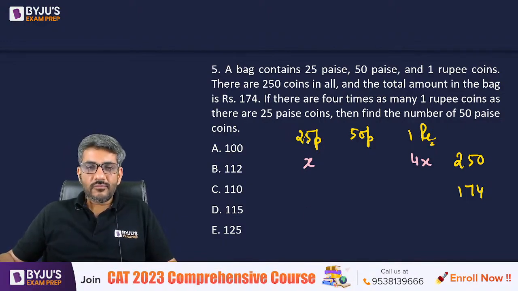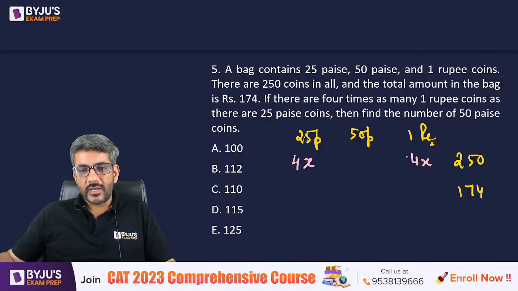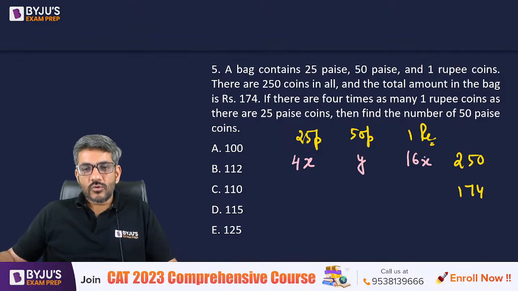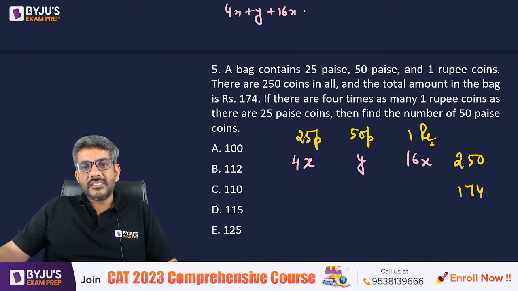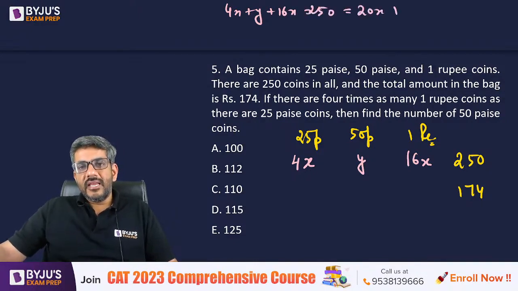Now, if X coins of 25 paisa are there, the value would be X by 4 because 4 coins of 25 paisa will make 1 rupee. So I would suggest that better assume this as 4x. So this would automatically become 4 times of that, that is 16x. And let us say the number of 50 paisa coins is y. So the total number of coins is 4x plus y plus 16x. It is equal to 250, that is 20x plus y is equal to 250.